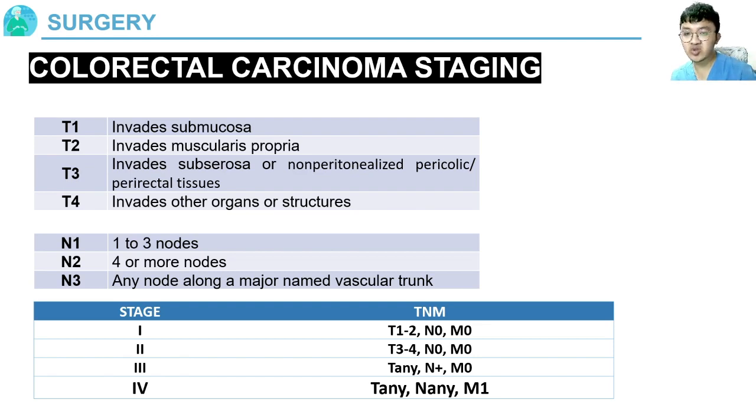Colorectal carcinoma staging, although it has been asked previously, is somehow easy to memorize. Stage 1 is T1 to T2, submucosa to muscularis propria. Stage 2 is subserosa to other organs, T3, T4. Both 1 and 2 are N0. Once they become N1, it's automatically a stage 3. If there's M1, then it's automatically a stage 4.